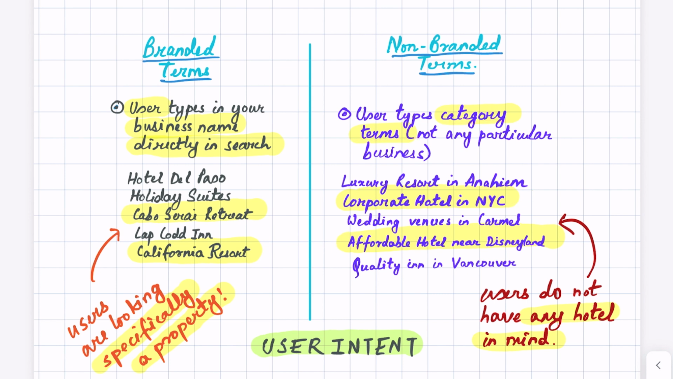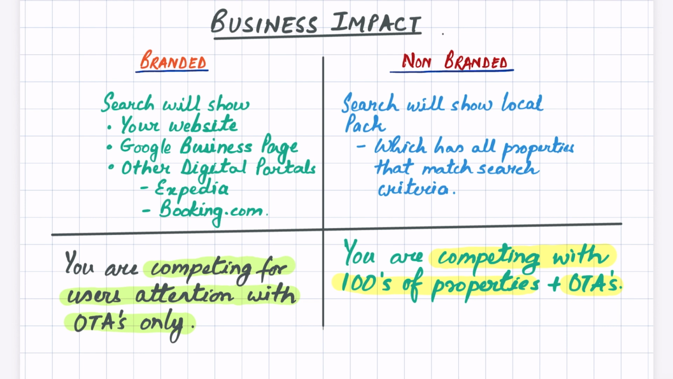The user intent here is that a user does not necessarily know which hotel they have in mind. They just need to find hotels which are affordable in Disneyland. So that's the user intent aspect of how branded and non-branded terms differ. Let us look at the business impact of these two types of terms. For a branded search term, any search engine will show your website, your Google business page, and other OTA portals on which your property is listed.